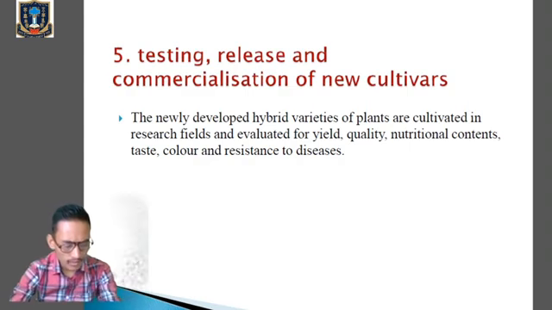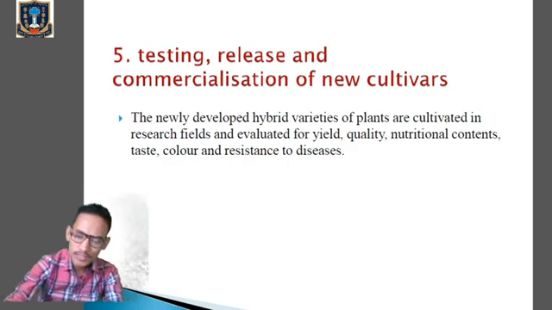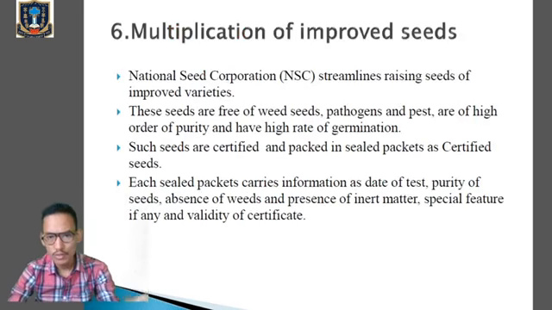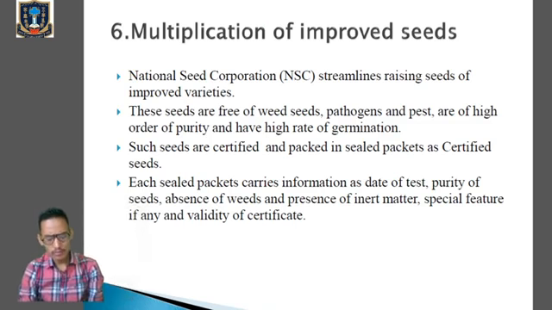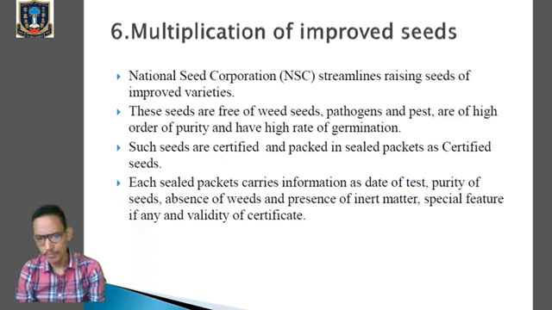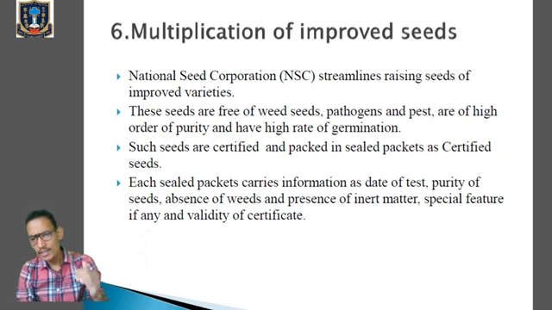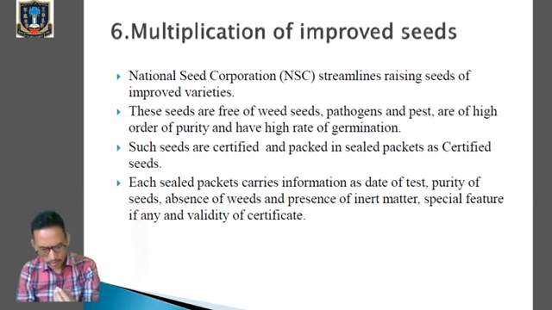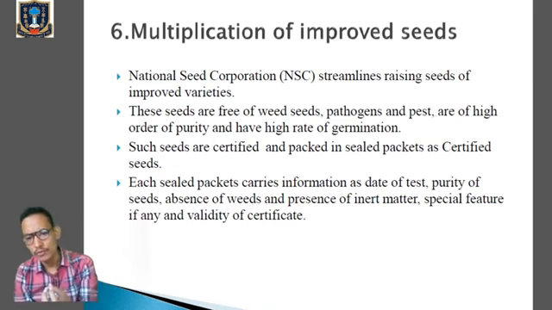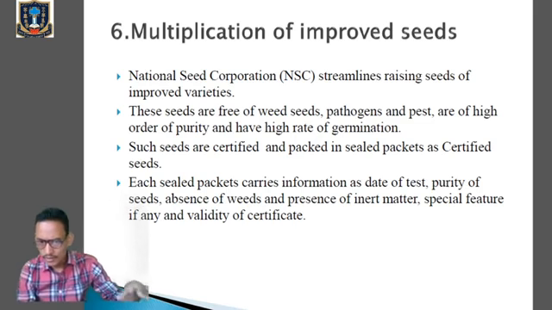So after testing, release, and commercialization of new cultivars, we'll go to the next step, which is called multiplication of improved seeds. In plant breeding, the term seed is used to represent any part of the plant that is used for the growing of the crop. For example, in case of sugarcane, stems, in case of potato, the tuber, in case of grain, wheat. So these are the different parts of the plant which are being used for the growing of the crop. So these are known as the seeds.